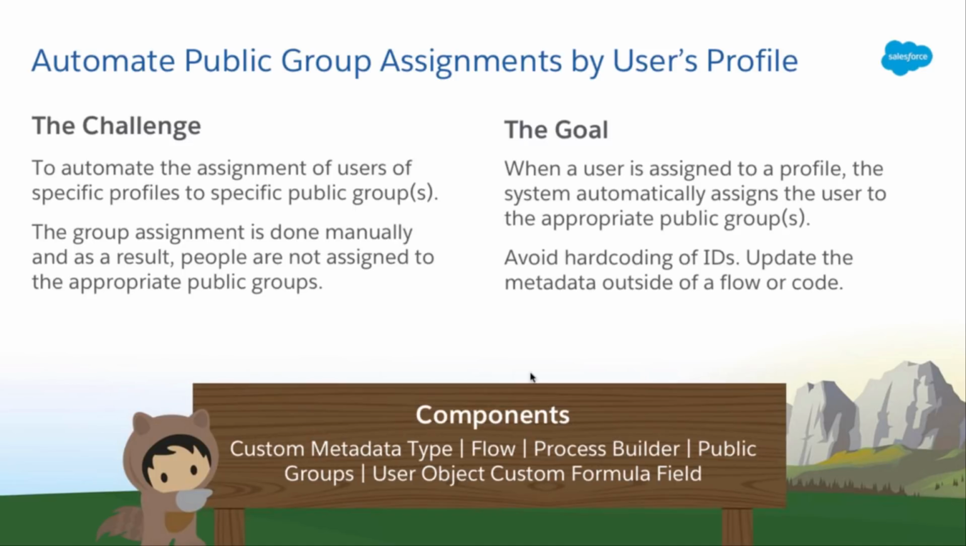So once a user is assigned to a profile, we'll automatically, based on the mapping, assign them to the appropriate public group. And we want to avoid hard coding IDs, because that's a bad practice. So we're not going to put that in our flow or process builder. We're going to update it in custom metadata type outside. So the components that we have are custom metadata type, flow, process builder, public groups, and a user object custom formula field that will pull the profile name.